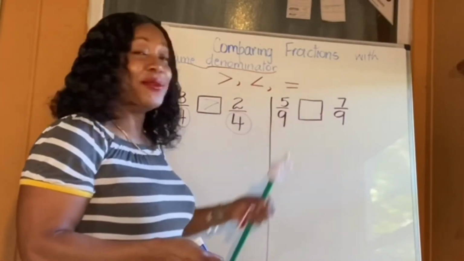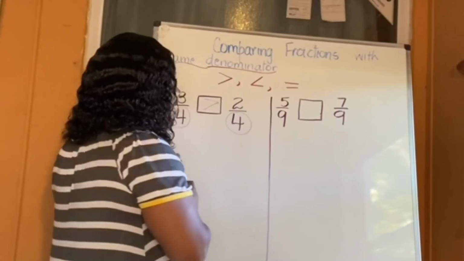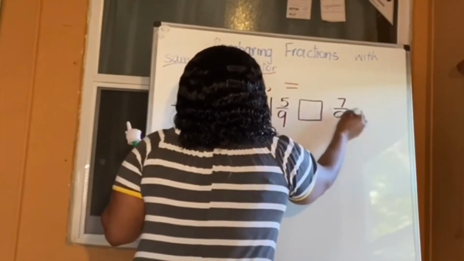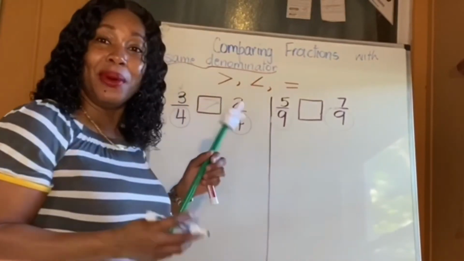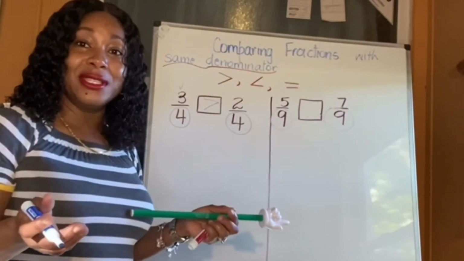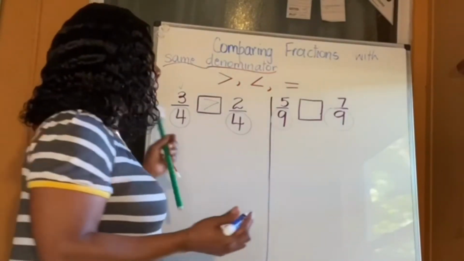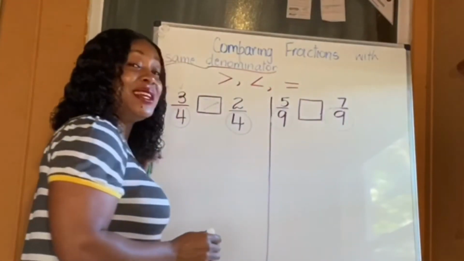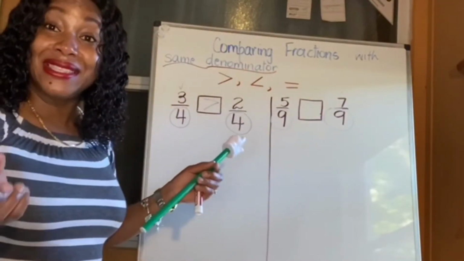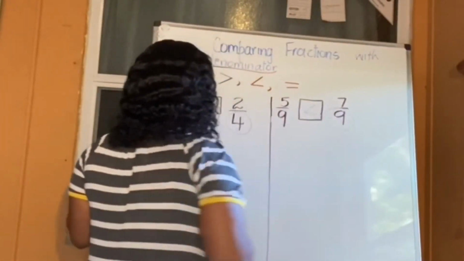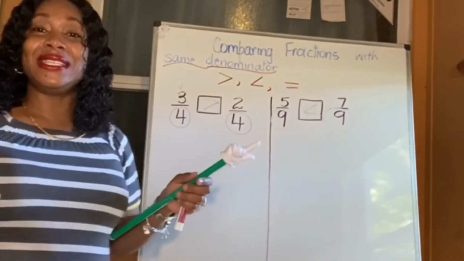The same thing over here. In this case, the denominators are the same. They're both cut up into 9 equal parts. So all we need to do is look at the top numbers and see which one is bigger. So here we have 5 and here we have 7. We know that 7 is greater than 5. It simply means 5/9 is less than 7/9.